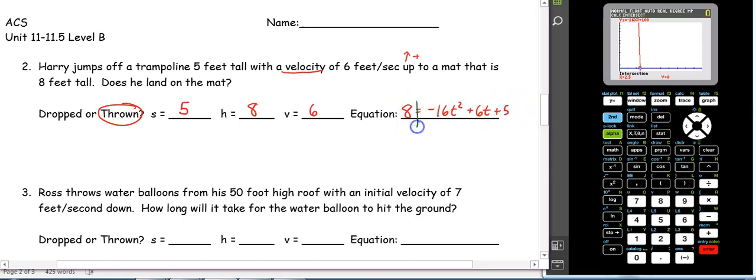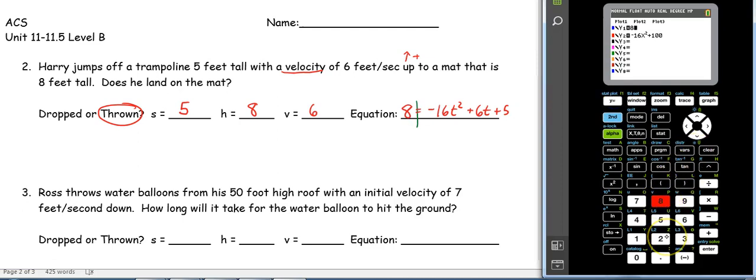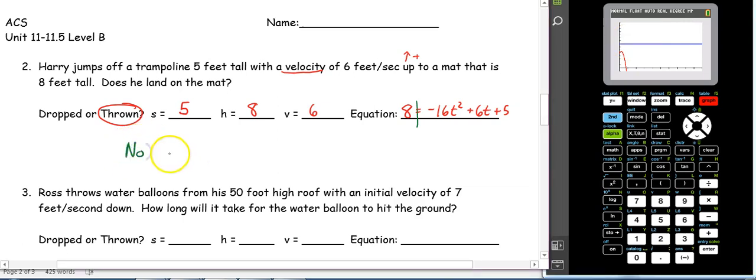So again, we're going to split our equations. Y equals 8 for the first equation. For the second equation, we can hit the clear button and retype negative 16x squared plus 6x plus 5. Remember that we're going to use x instead of t in our calculator, and we're going to hit graph. It wants to know, does he land on the mat? If we look, we see one line below, and we see that blue line above. The top of the red line does not go above the blue line, which means no, he's not going to land on the mat. So does he land on the mat? No, because there is no intersection point.